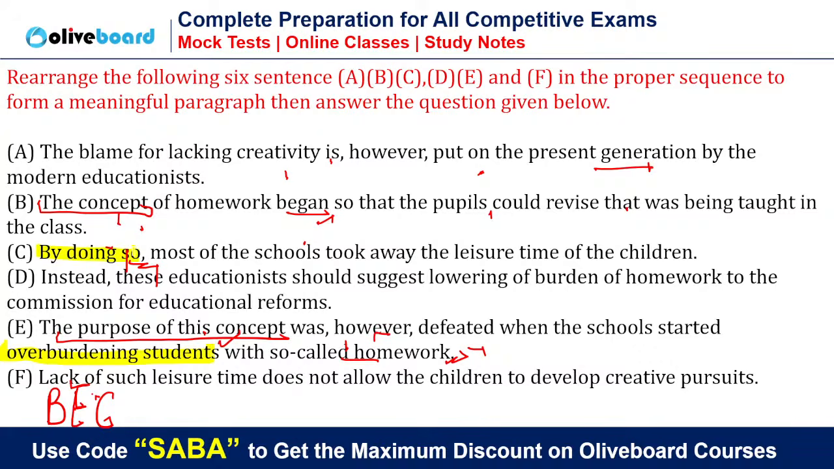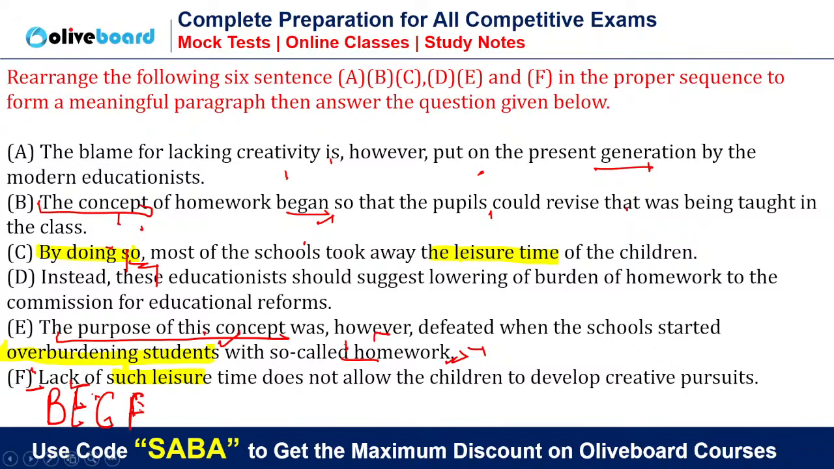By doing so, most of the schools took away the leisure time of the children. Now see, this leisure time, it is discussed here, the lack of such leisure time. So leisure time and such leisure time, again you can see the pair. Took away the leisure time, the lack of such leisure time. Okay, so CF will form a pair.